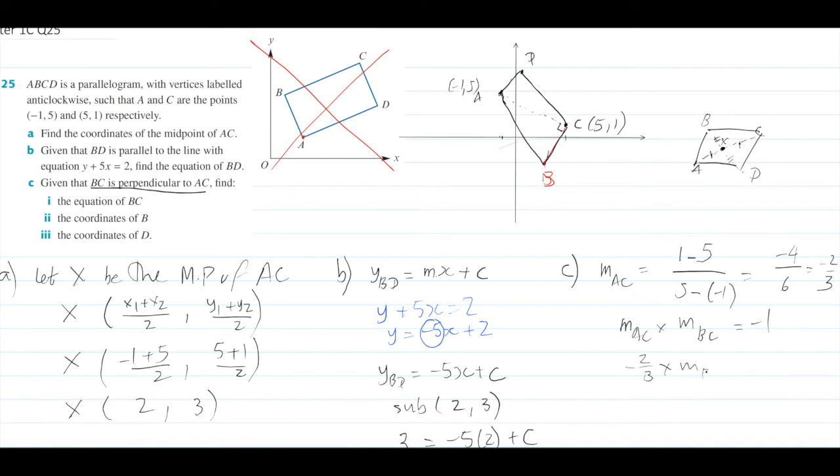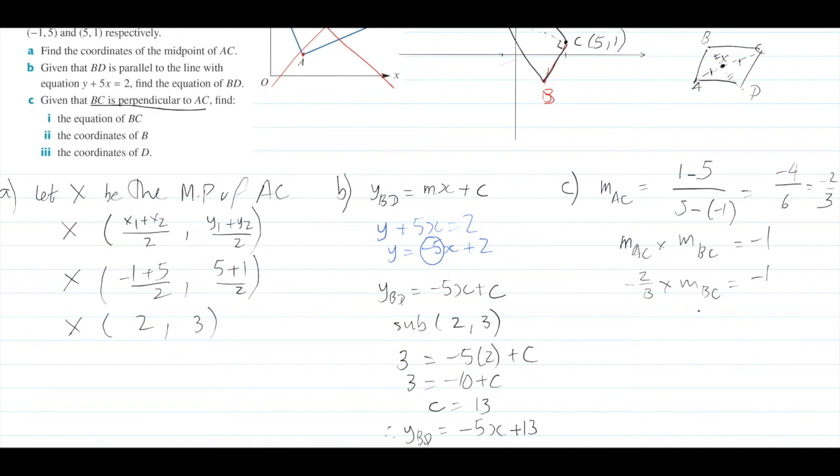We are trying to find MBC because the gradient is one of the components to find an equation of a line. Then you can solve for that. MBC, bring the 3 over, divided by -2, and you get -3 on -2, which is essentially the same as 3 over 2. There we go. So the equation YBC now has this format: 3 over 2x plus c.